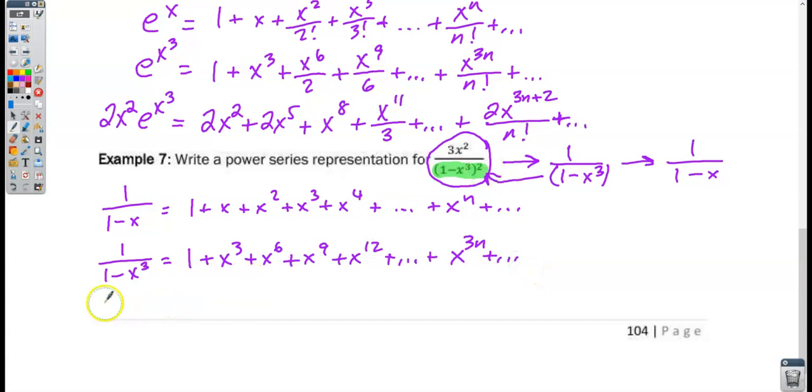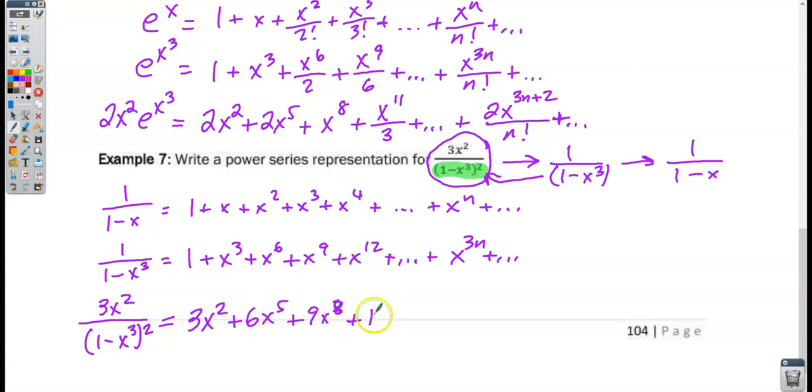And then to get the series for the function that I started with, that's the derivative of this. So I'm going to go ahead and just take the derivative term by term. This is going to be 3x squared plus 6x to the fifth plus 9x to the 8th plus 12x to the 11th plus 3n times x to the 3n minus 1.